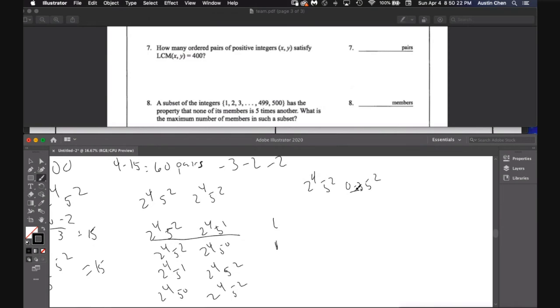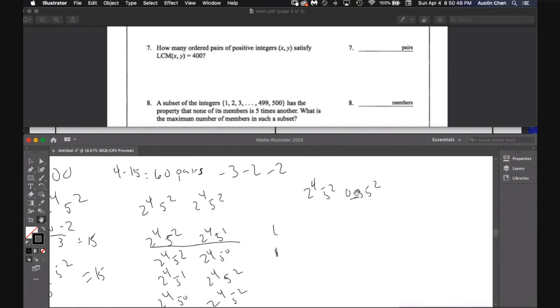And no matter what this exponent is, we're always going to have the overcount of where we're putting the 2 to the 4 and the 5 squared, right? If we're putting it here, that's one case. If we're putting it here, that's another case. So we're always overcounting this by 1. And again, we have 4 separate cases here, right? So then we're overcounting all of those by 1. So then we're overcounting this whole expression by 4.